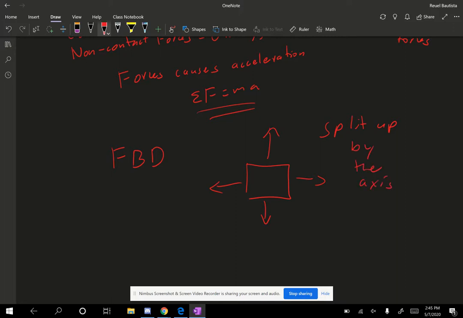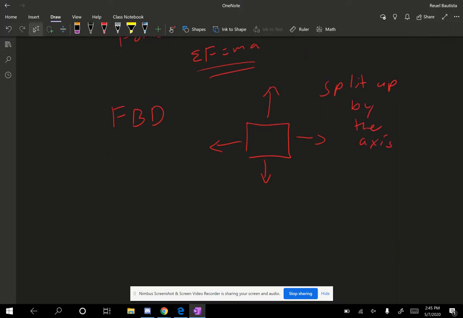Horizontal forces are by themselves, and vertical forces are by themselves. We're not going to work with a horizontal force and a vertical force together. That's not going to happen. We're only going to work with this set of forces by themselves and this set of forces by themselves. I repeat, that is extremely important to understand. We're always going to split up our forces by their respective axis.